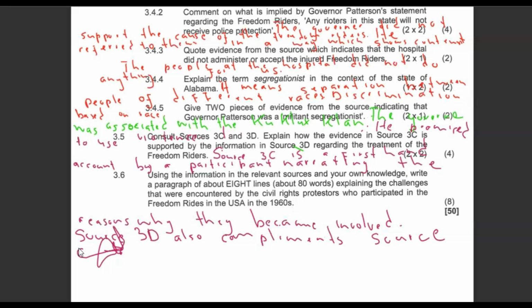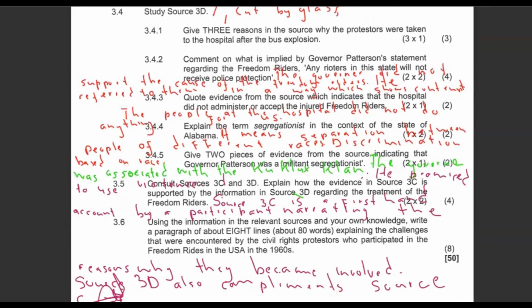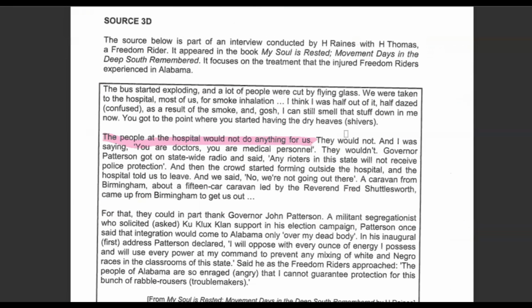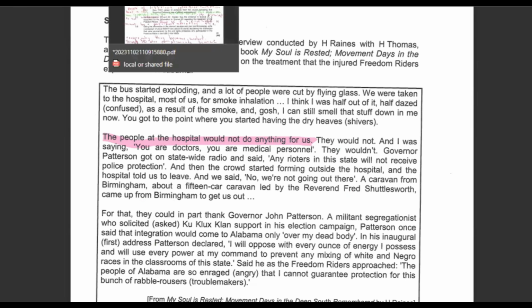So using the information in the relevant sources and your own knowledge, write a paragraph of about 8 lines explaining the challenges that were faced by the freedom riders. So the first thing is that you can indicate that the freedom riders stood in solidarity. They went beyond their racial differences. Then they cooperated and participated in freedom rides. Freedom rides are instances whereby they went on a bus to show their displeasure in the separation of the modes of transport used by different racial groups.